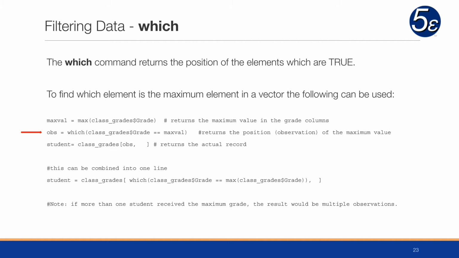And so now we know the observation or the row in which that maximum value is. And so therefore we can say student equals class grades OBS, and therefore it will return the row that has the maximum value for grade. Note, if more than one student received the maximum grade, the result would be multiple observations. So if you had two that were the max at 95, you would end up with 2 records being returned.